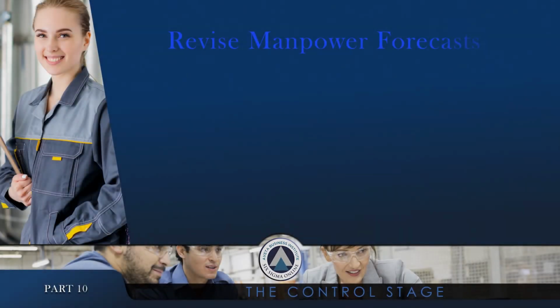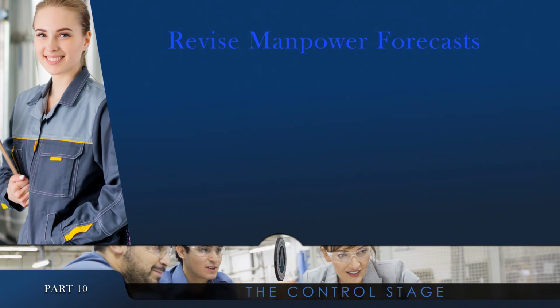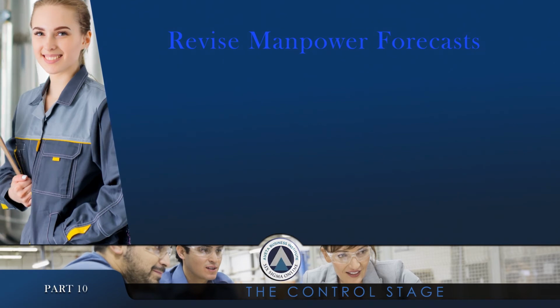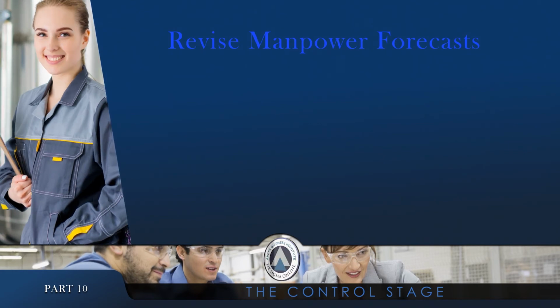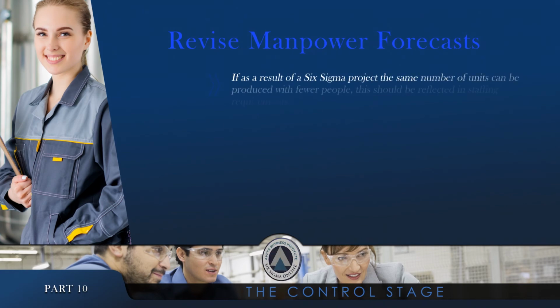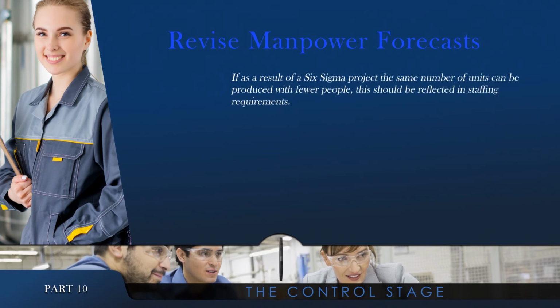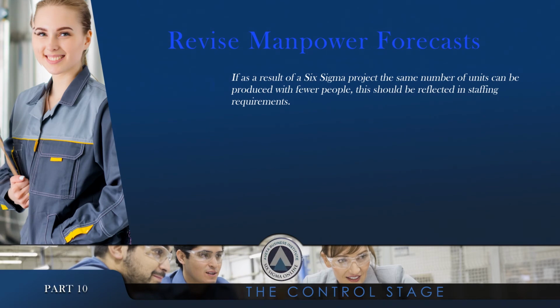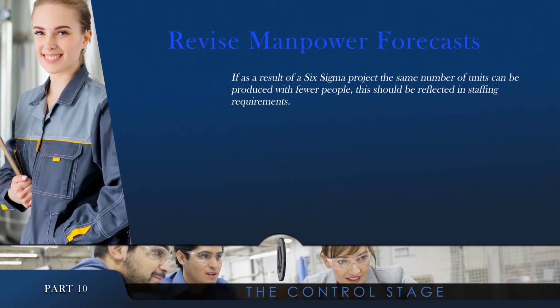Revise manpower forecasts. Toyota's Taiichi Ohno, the creator of lean production, says that he isn't interested in labor savings, only in workforce savings. In other words, if as a result of a Six Sigma project, the same number of units can be produced with fewer people, this should be reflected in staffing requirements.